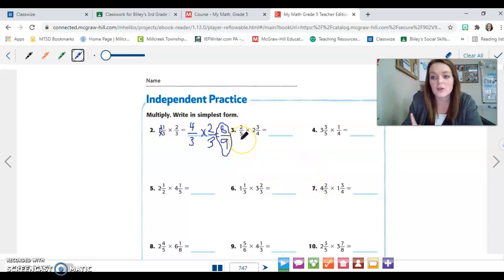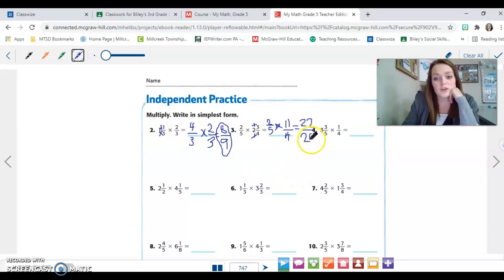Okay, let's try another one. 2/5 stays the same. I do not have a whole number there. I have 2 3/4. I'm going to multiply my whole number by my denominator. 2 times 4 is 8. Then I'm going to add my numerator. 8 plus 3 is 11. So I have 2/5 times 11/4. My denominator stays the same. And now I multiply straight across. 2 times 11 is 22. And 5 times 4 is 20.